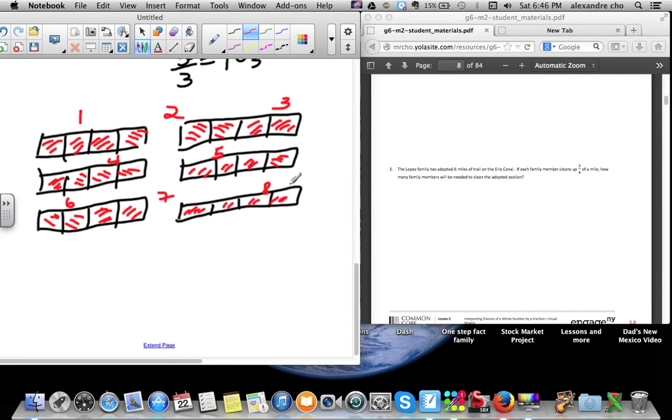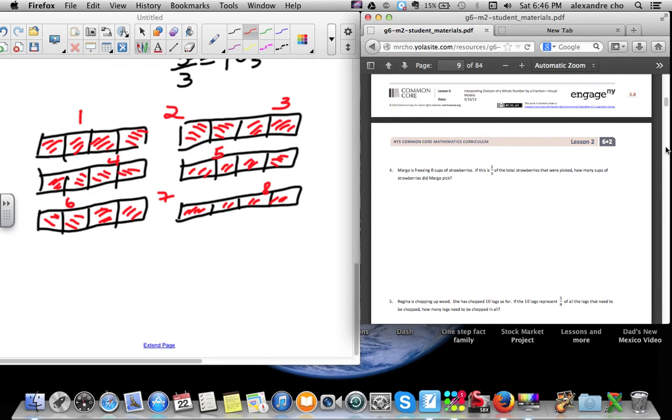8 family members are needed to clean that particular section of the highway, 6 miles. If you adopt 6 miles and everybody gets 3/4, you need 8 family members. It's a big family. Probably cousins and aunts should be invited to do that. Okay, that's page 8. On page 12.